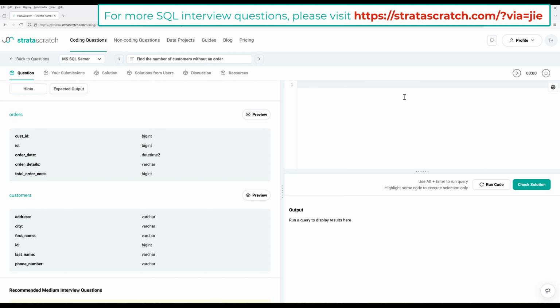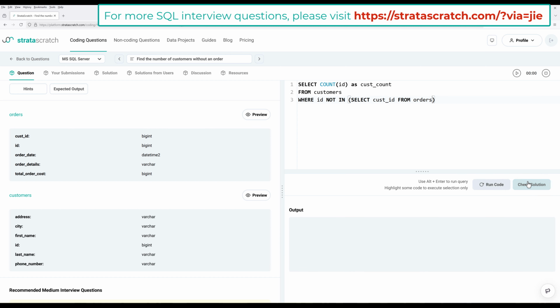So for the SQL query, simply count the customers using customer ID, and in the where clause, filter out the customers that are not in the orders table using a subquery. And that's it. Go ahead, run the query to return the output. Double check the answer and click on Check Solution. If the solution is correct, the system will mark it solved.